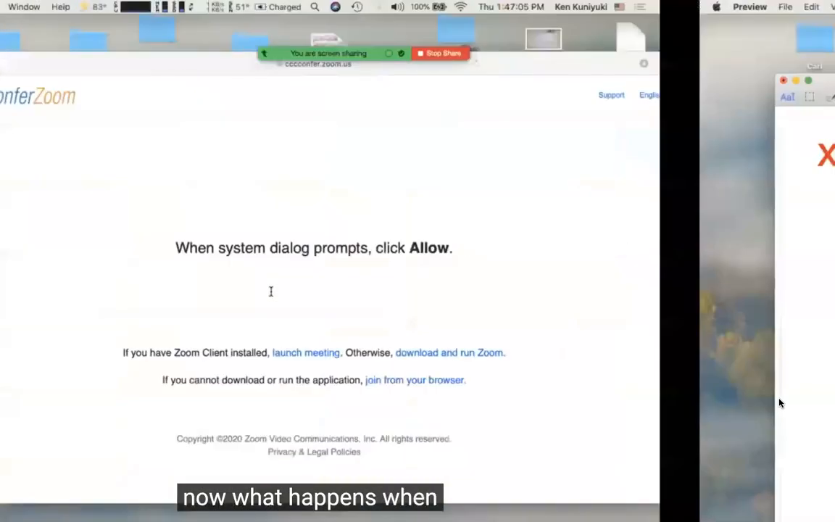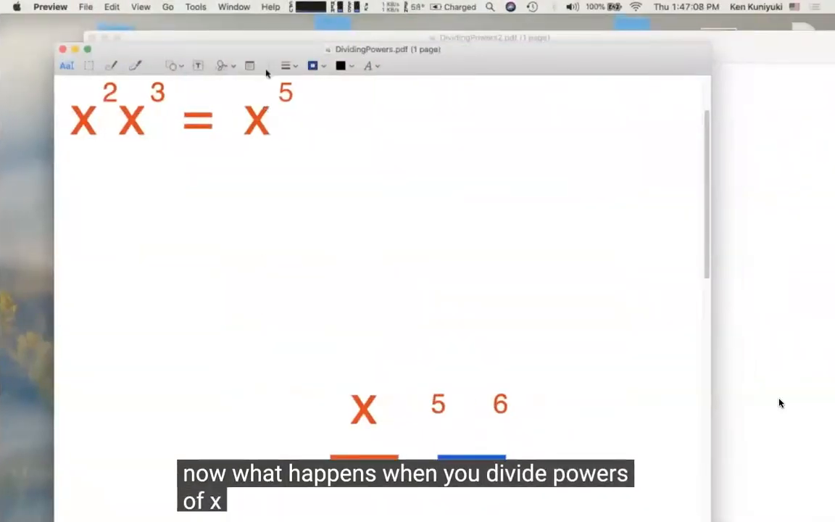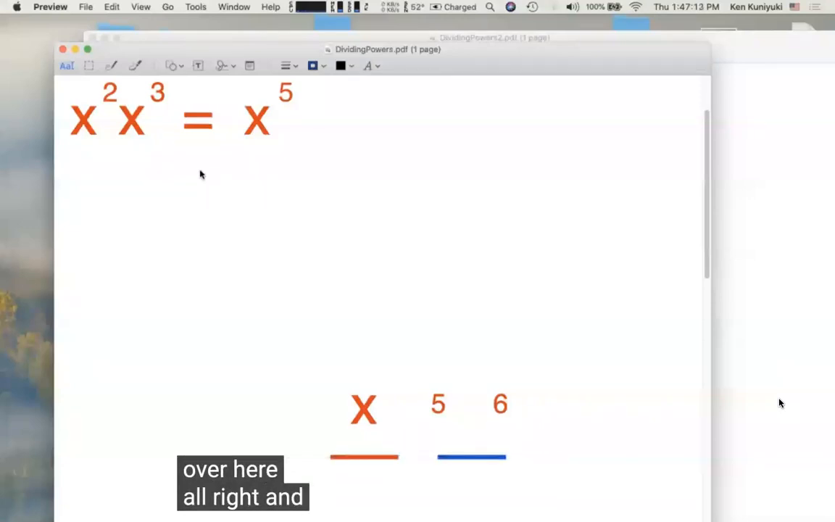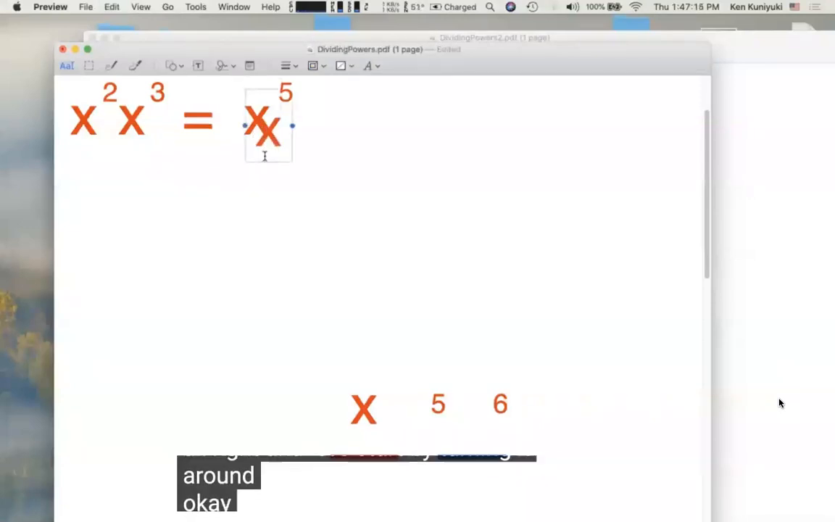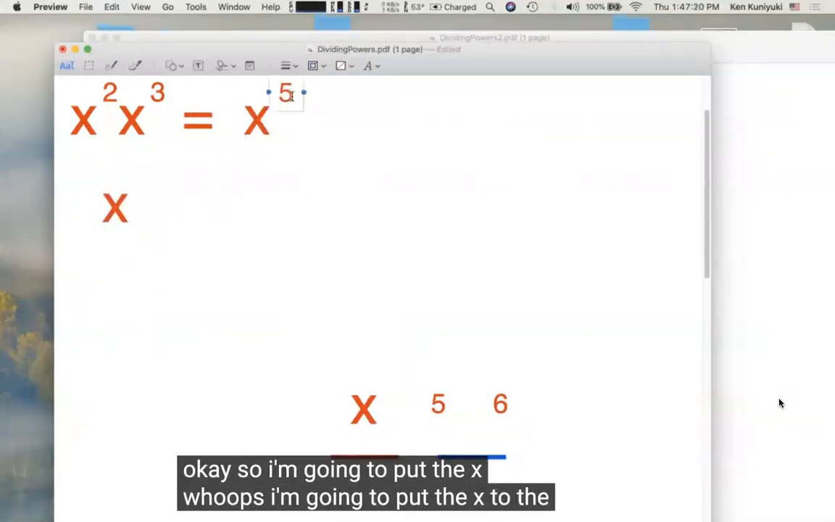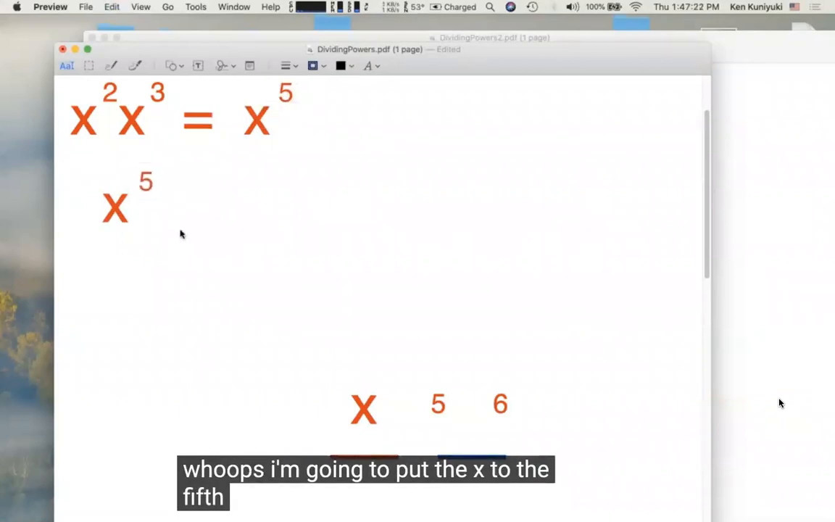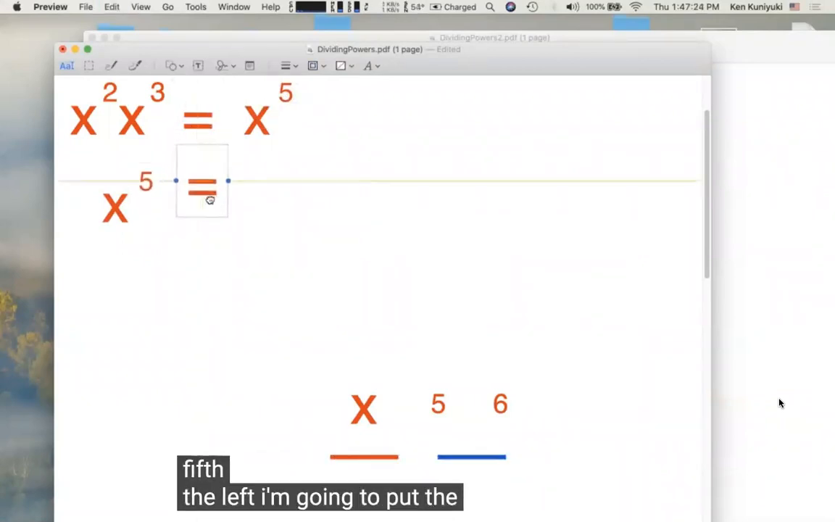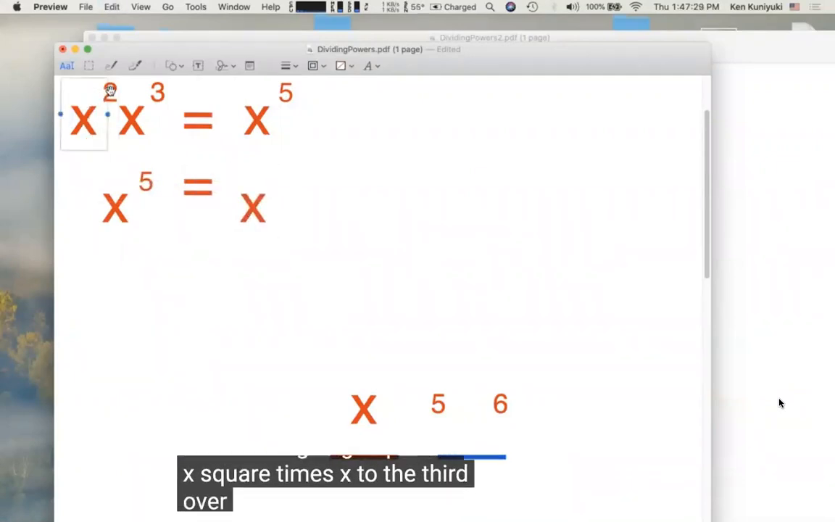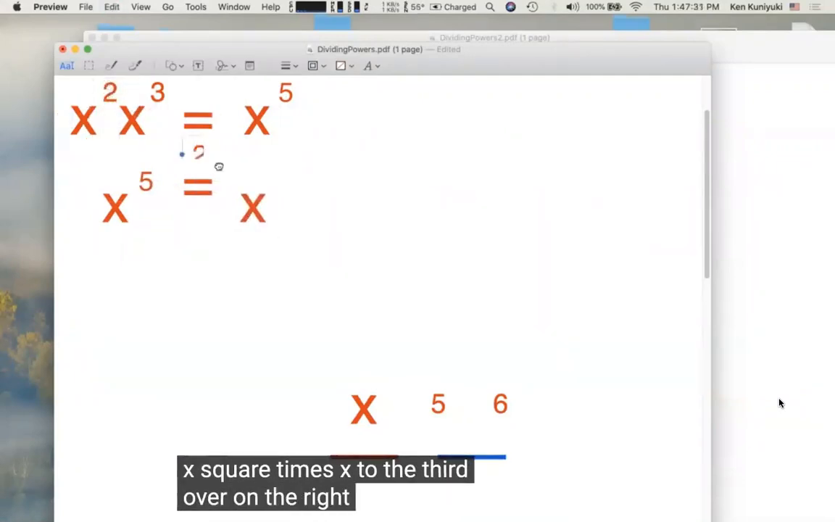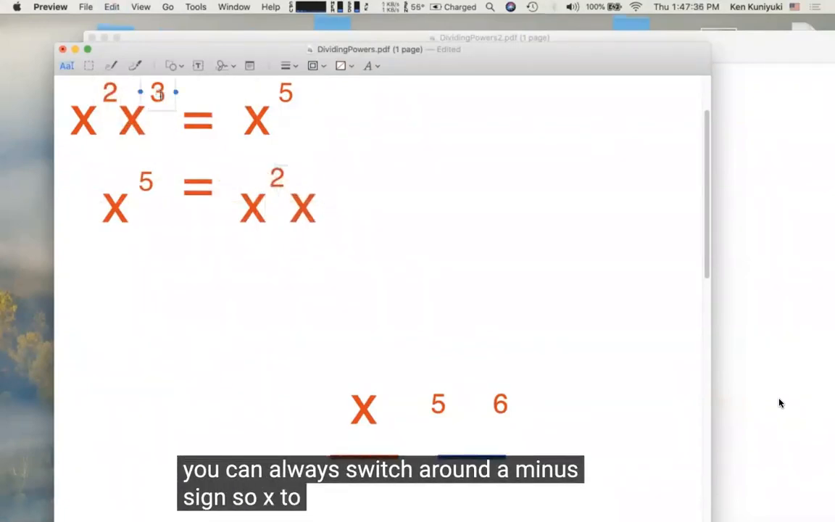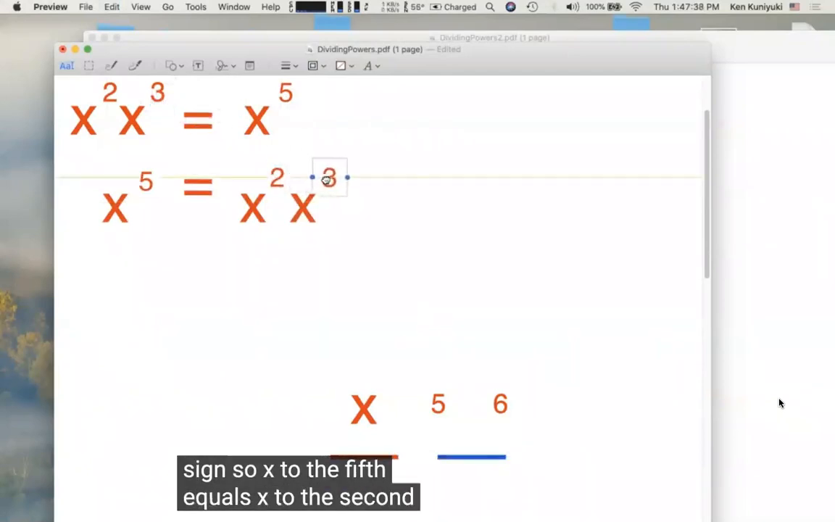And what happens when you divide powers of x? Well, let's take this original statement over here, and let's start by turning it around. I'm going to put the x to the fifth on the left. I'm going to put the x squared times x to the third over on the right. You can always switch around an equal sign. So x to the fifth equals x to the second times x to the third.